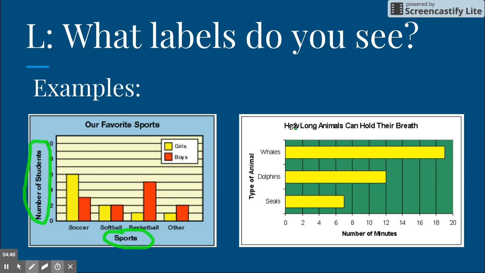And then over here on this example right here, my x-axis label is number of minutes, and then our y-axis label is types of animals. And so I can come to my y-axis and say, oh, this is the whale. And then I can move right here and understand that it held its breath for 19 minutes. It helps me narrow down my data even further.